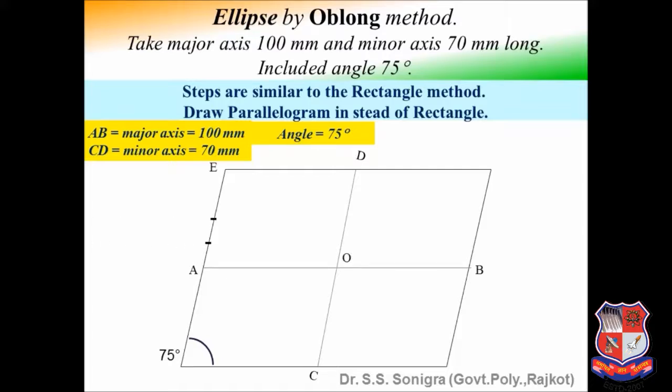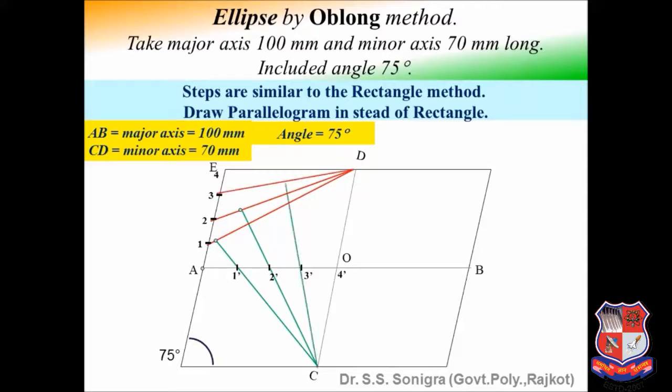Then divide AE into equal number of parts. Name the points 1, 2, 3, 4. Similarly, divide AO into equal number of parts, 1', 2', 3' and 4'. Now what should we do? Yes, join D1 with a straight line and extend C1' up to D1, and that is the point of intersection, first point P1. Similarly, join D2, extend C2', both will intersect at one point, that is point P2. Join D3, extend C3', both will intersect at one point, that is point P3.